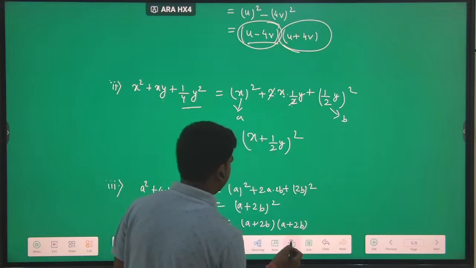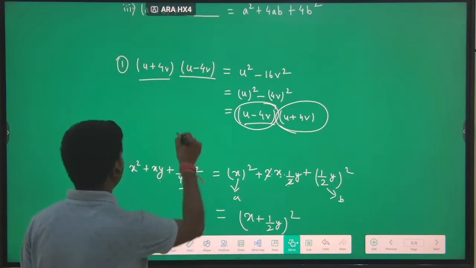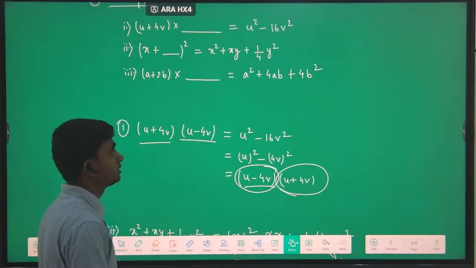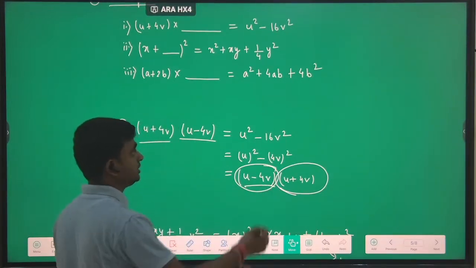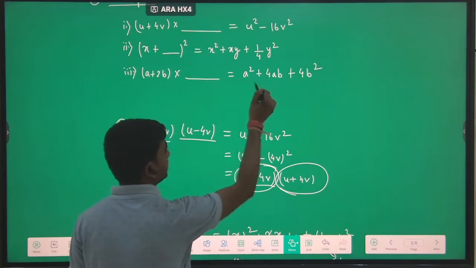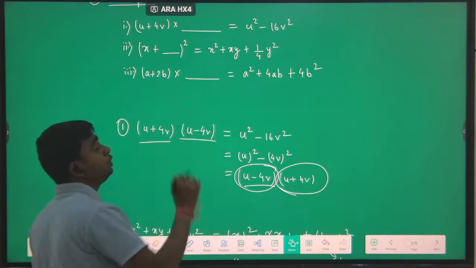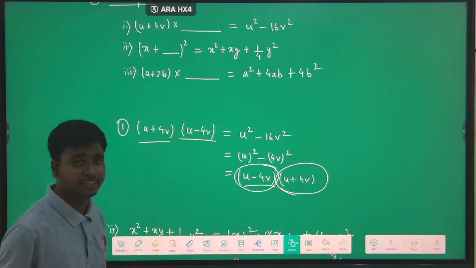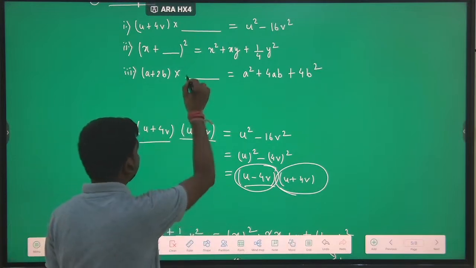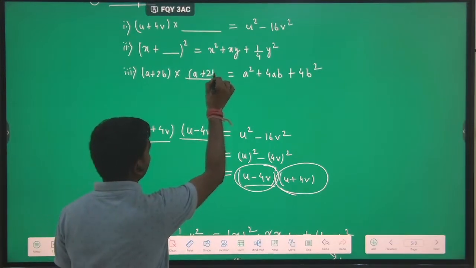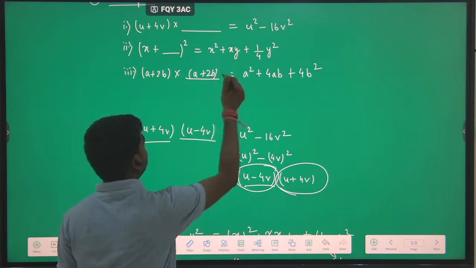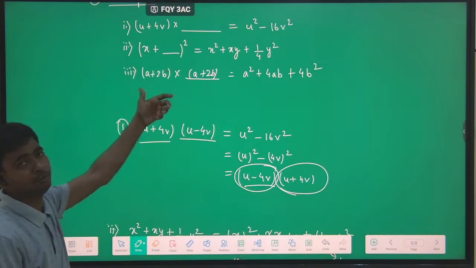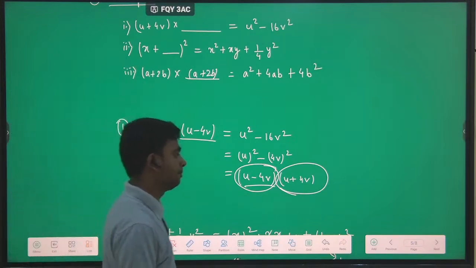In our question, we were asked to multiply a plus 2b with some algebraic expression such that this thing comes. After solving, we got a plus 2b whole square. One a plus 2b is here, and after writing a plus 2b in the blank, we will get a plus 2b to the power 2, and this will be our answer. So like this, we will fill out the blanks and solve our questions.